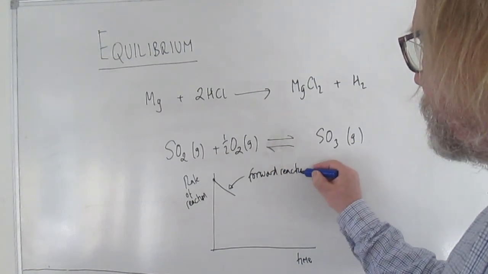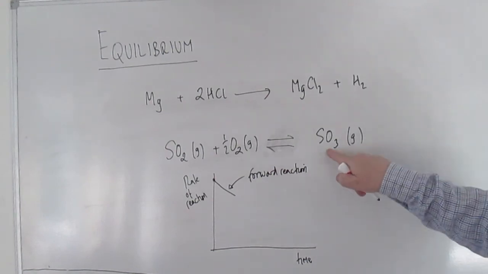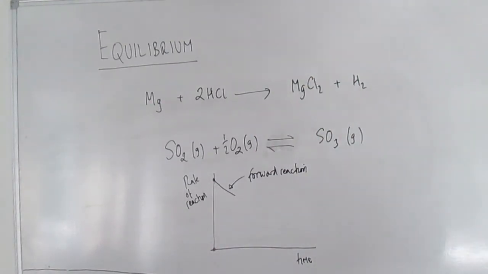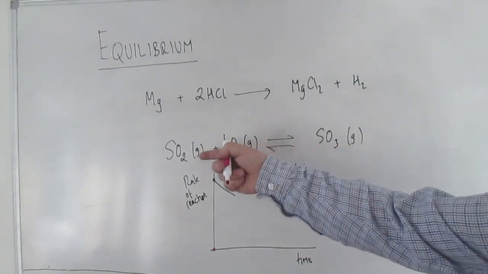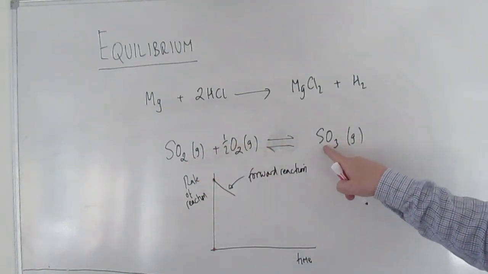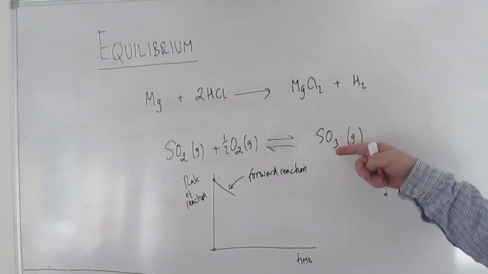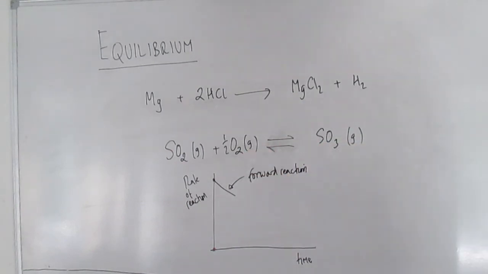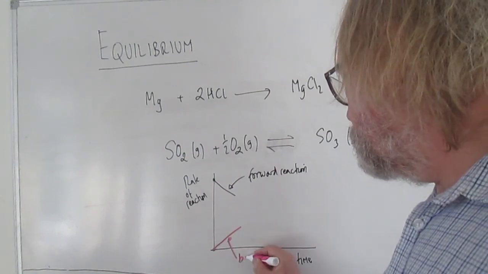Meanwhile then, let's think about what happens to the back reaction. So at the beginning, there was no SO3 in our mixture. We started just with this. So if there is no SO3, there can't be any back reaction. So the rate of the back reaction has to be 0. But as soon as this forward reaction kicks in and starts making some SO3, it will start to be able to react backwards. And the higher the concentration of SO3 that builds up, again, the higher the probability of one of those SO3 molecules breaking up again, just because there are more of them, and so the backward rate will increase. So you get this, where this is the backward rate.